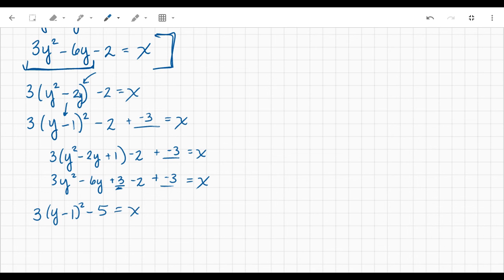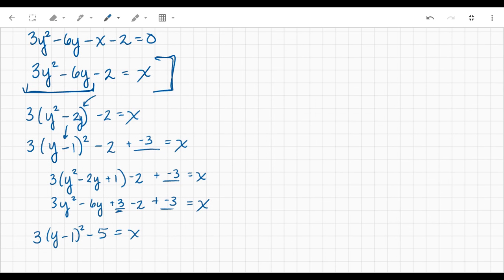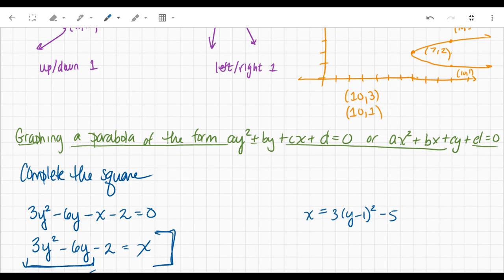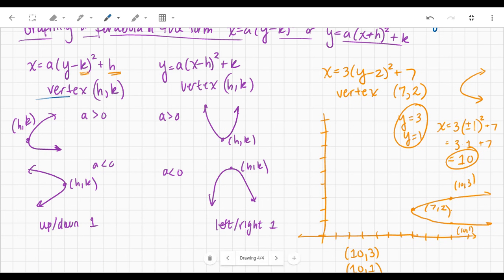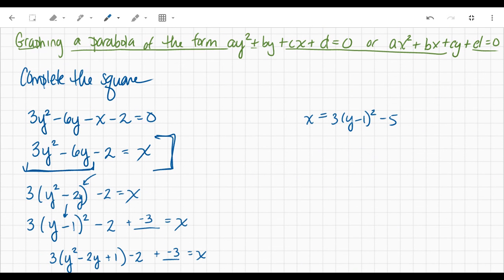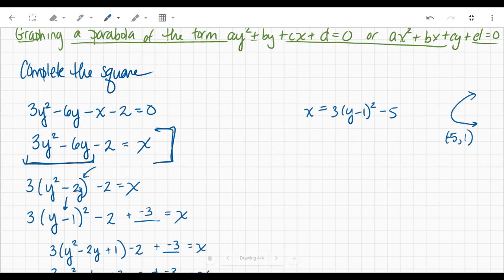Oops, and I forgot my equals x. All right, so now we have x equals 3 times (y minus 1) squared minus 5. So you can look at the previous one here. x equals a(y minus k) squared, with a positive a, it's going to look like that. Okay, so we're going to have something that goes to the side with a vertex at negative 5, 1.